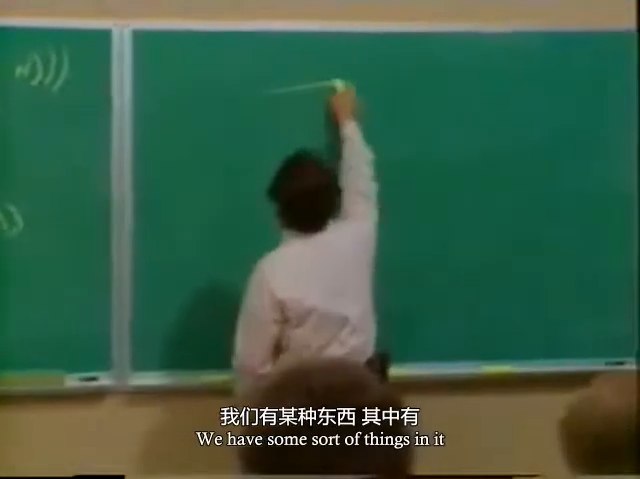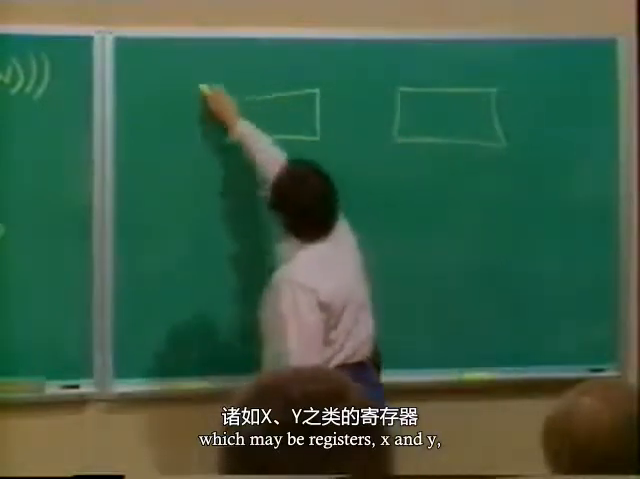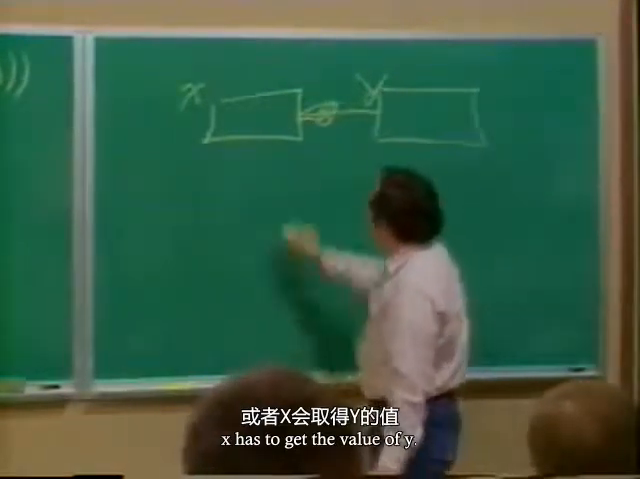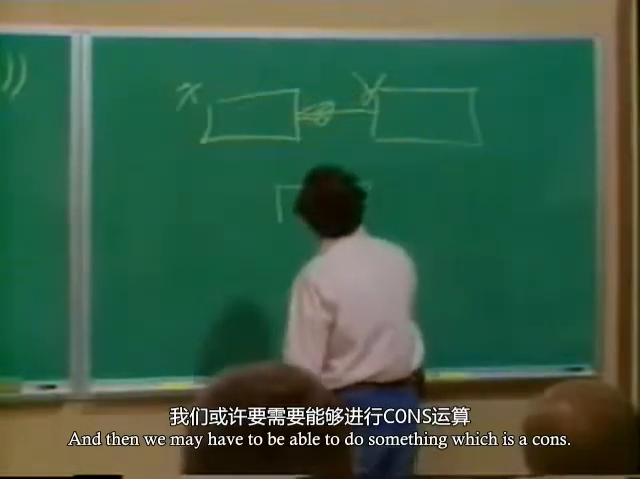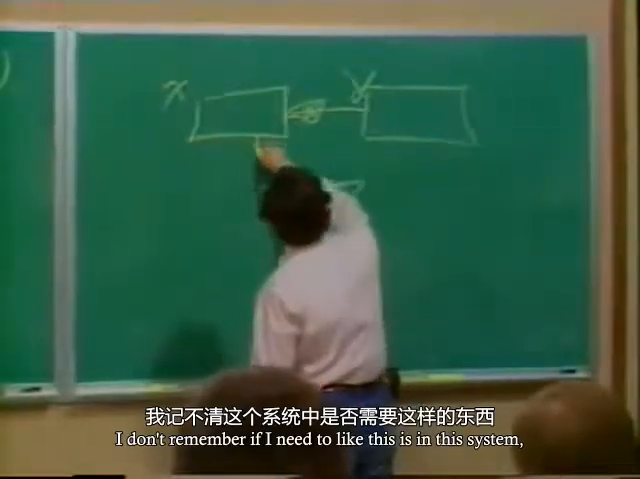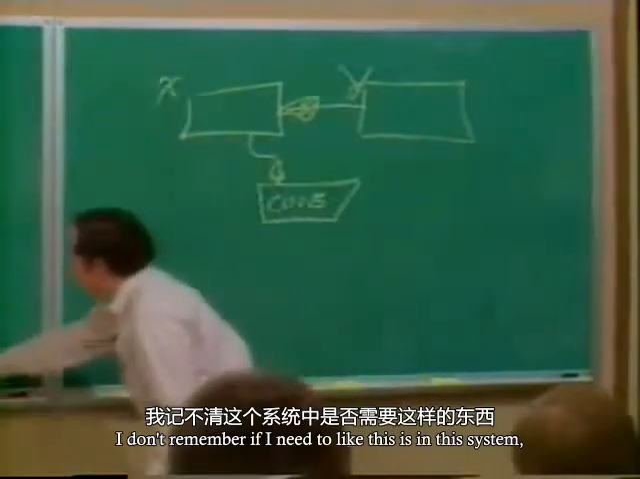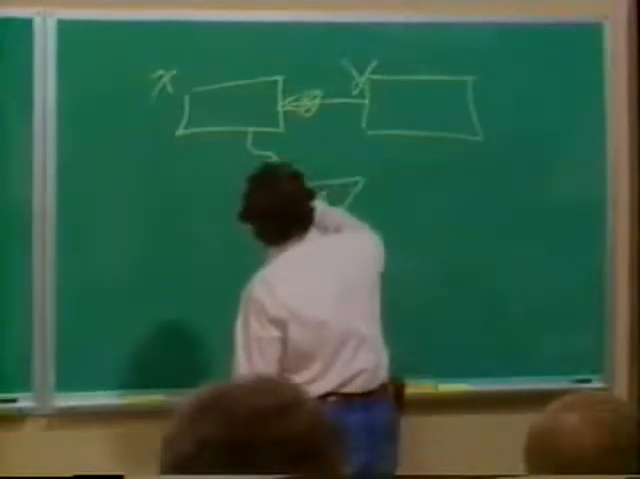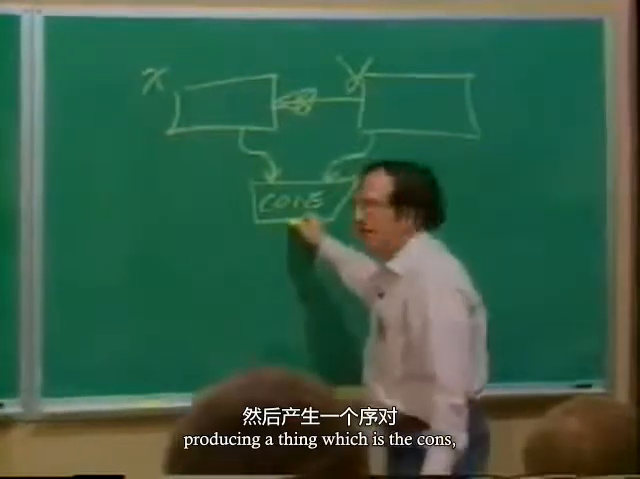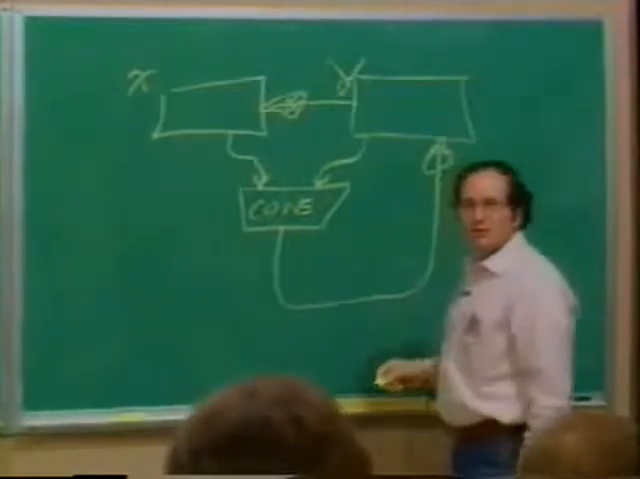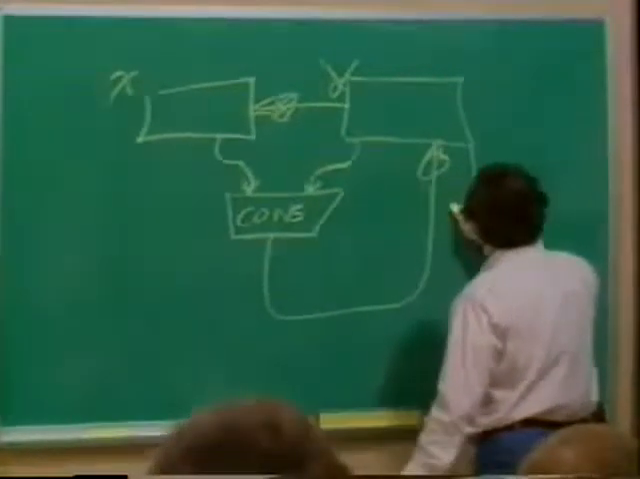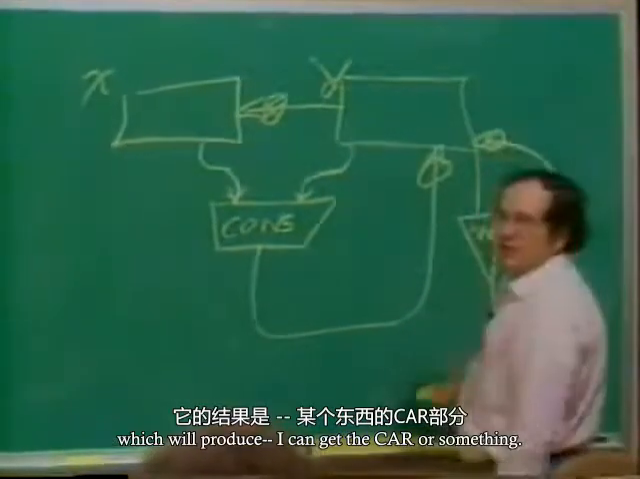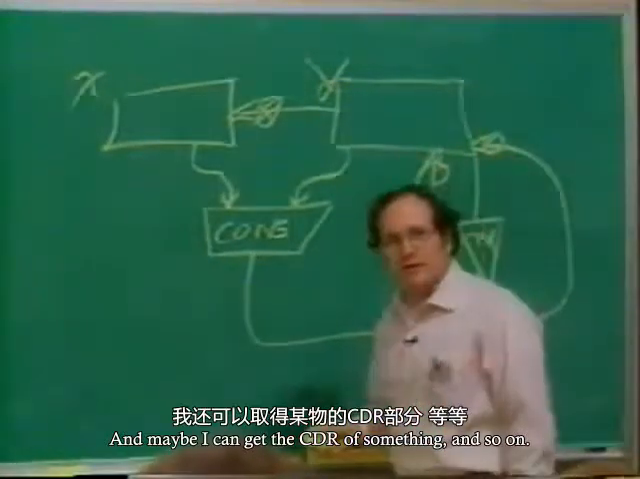And what do we have? We have some sort of things in it which maybe registers x and y, and x has to sometimes move to y, or x has to get the value of y. And then we may have to be able to do something which is a cons. I don't remember if I need it in this system, but cons is sort of like subtract or add or something. It combines two things, producing a thing which is the cons, which we may then think goes into there. Okay, and there may be a thing called the car, which will produce, I can get the car of something. And maybe I can get the cdr of something, and so on.